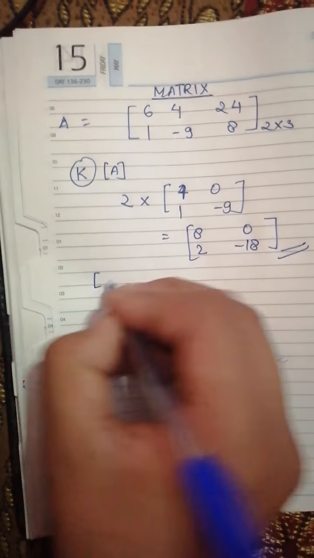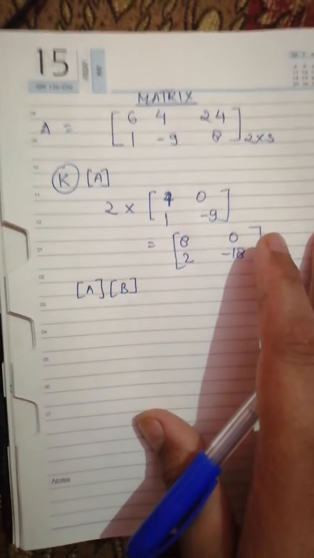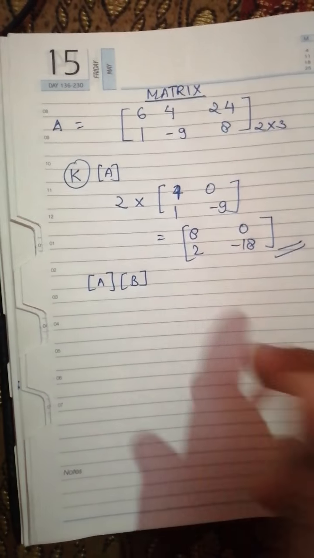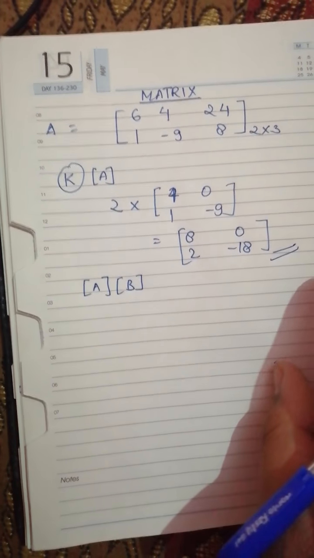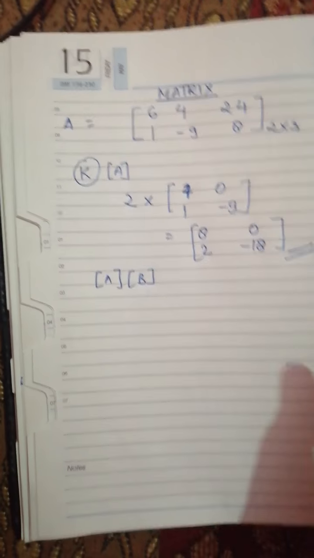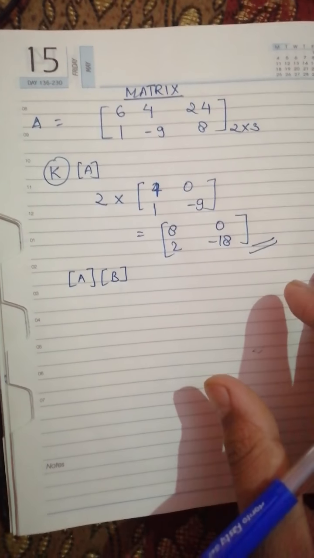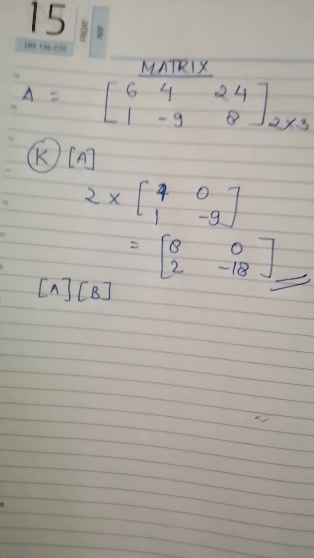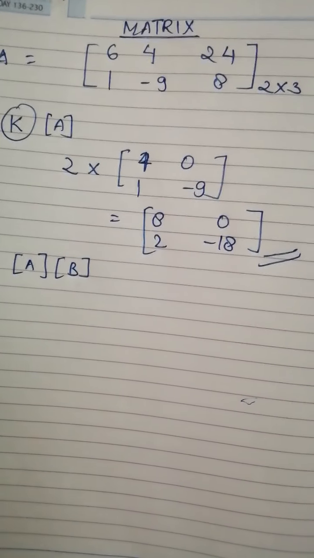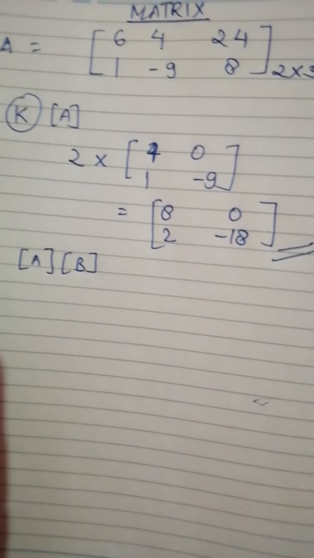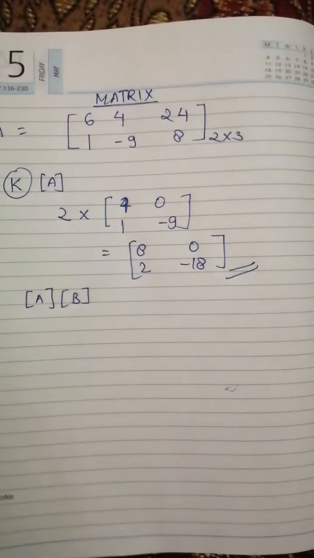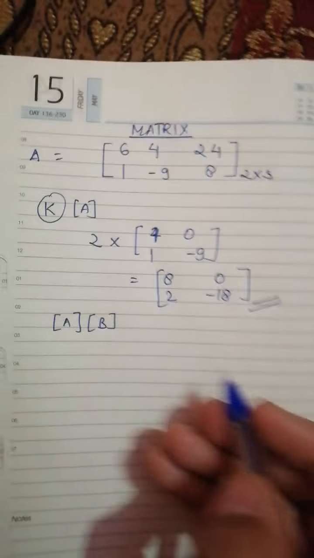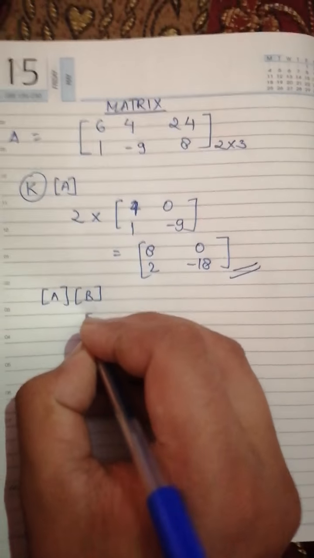What is tricky? Multiplication of a matrix by another matrix. This is not that difficult as students think. It mostly depends on your calculation speed and you need to be very careful with the calculations, otherwise your whole answer will be wrong. So we will be here taking a simple example. All of you must have studied dot product, so it is very similar to that.